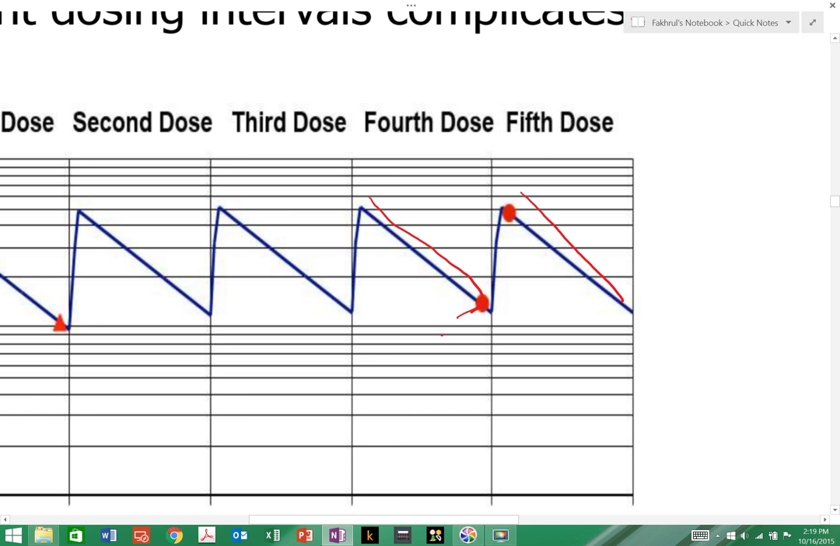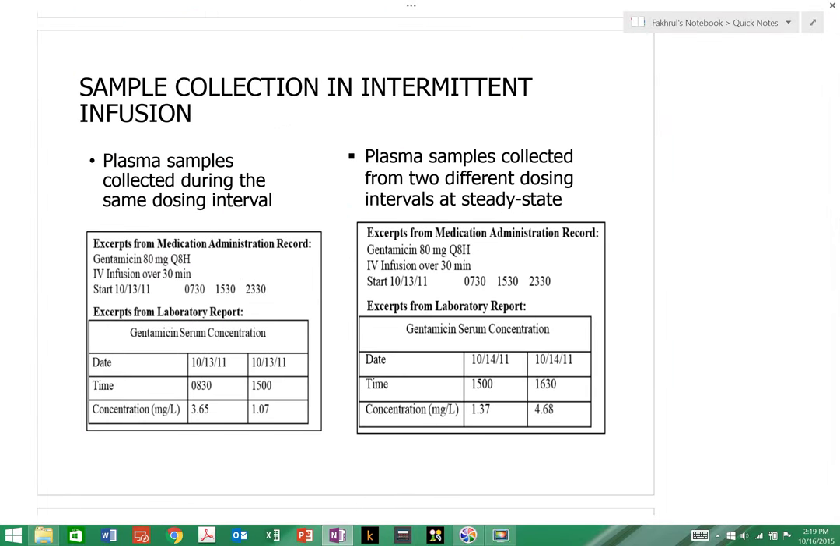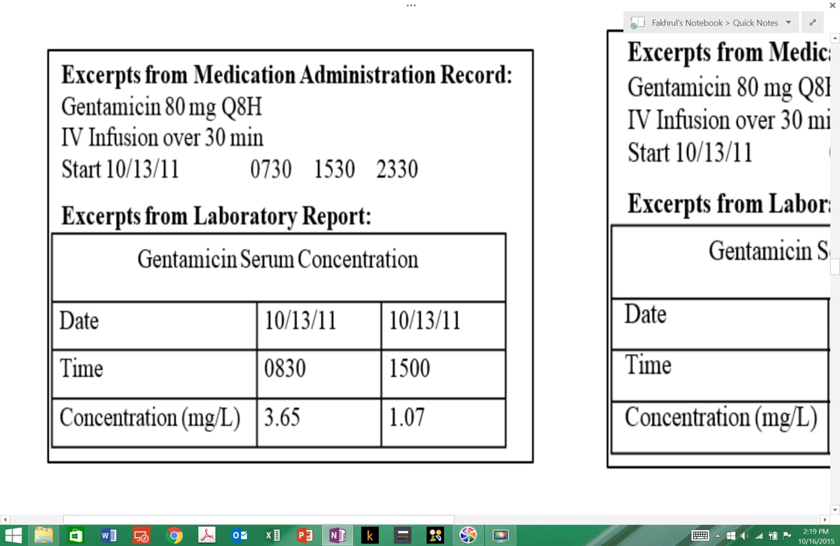So for this reason, we have to adjust the timing. We have to either assume that this sample was collected here, or we assume that this sample was collected here. So let's go back to the real example here. In the medication administration record, you see gentamicin was administered 80 milligram every 8 hours. You see here the start times, always given: 7:30, 3:30, and this is 11:30. All the problem will come with this 24-hour clock. In this case, you take the sample.